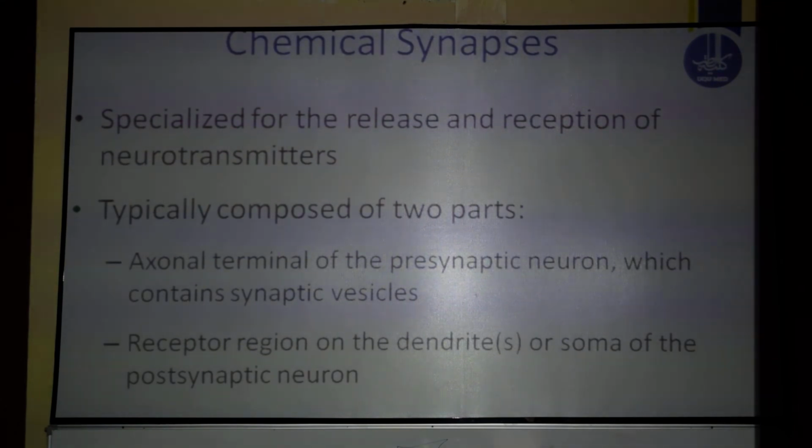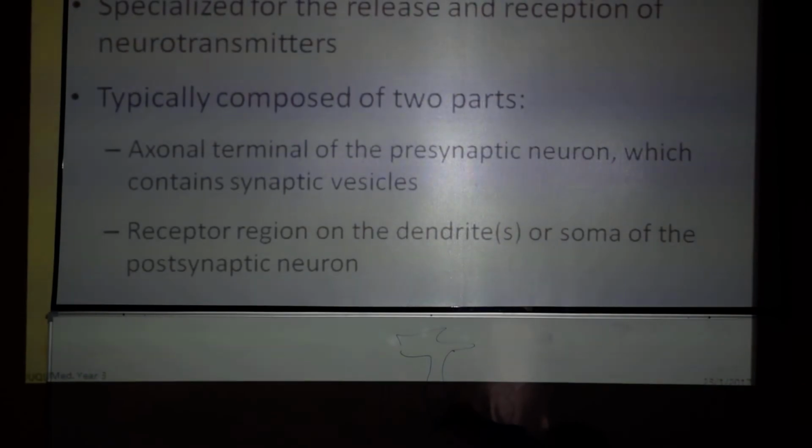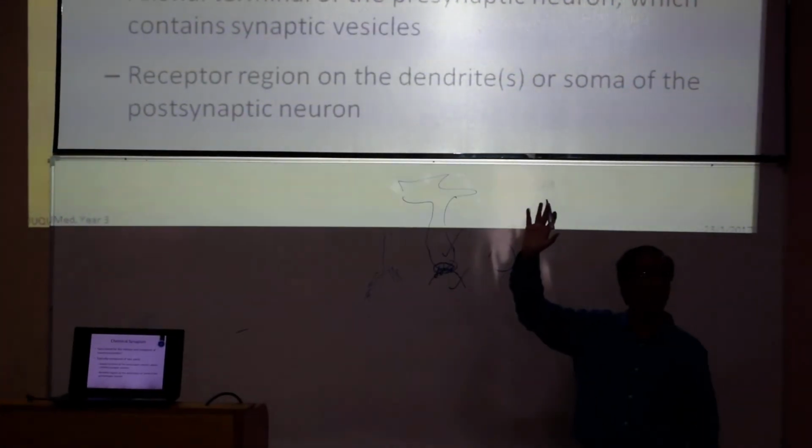So the receptor region on the dendrite or soma is postsynaptic. The receptor is present here. The information comes from here and the receptors are here, right? So for example, if acetylcholine comes, it will combine here. Is it easy? Yes, sir. And the functional.